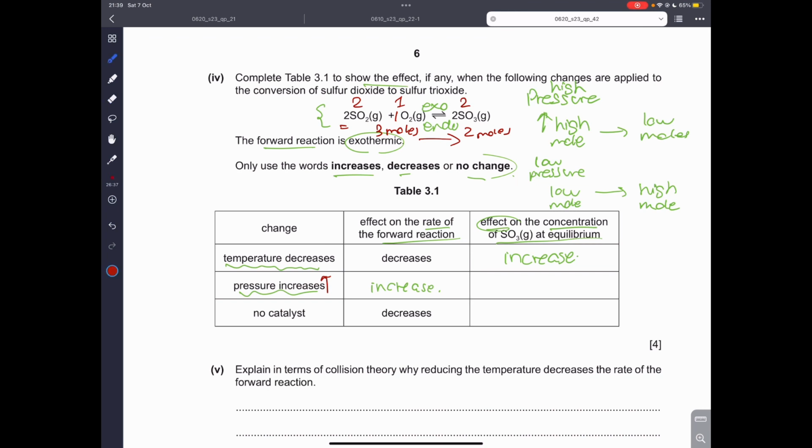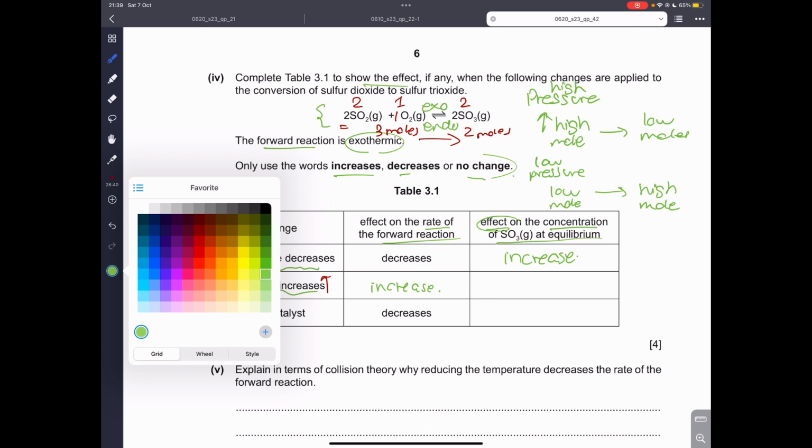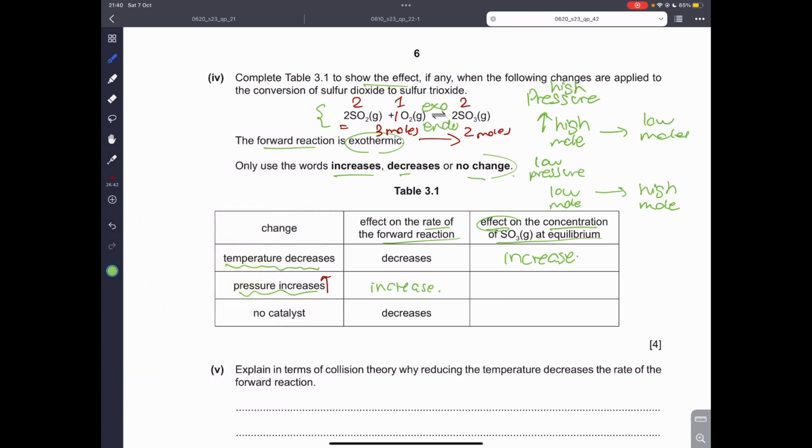Okay, so how about the effect of concentration? The effect of concentration will definitely increase because the forward reaction will increase, therefore producing more concentration or more product of SO3 at equilibrium.